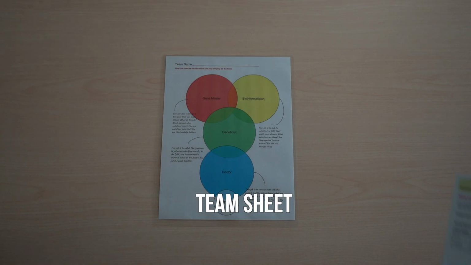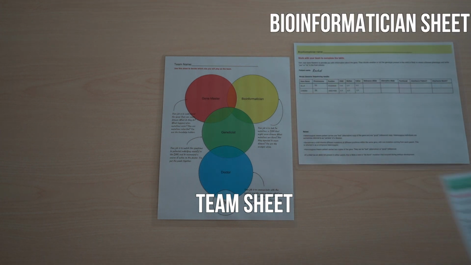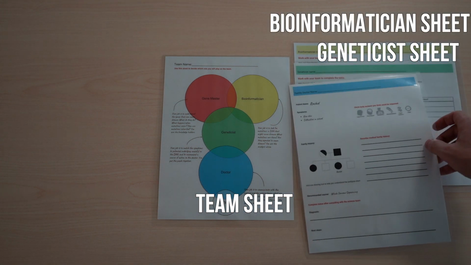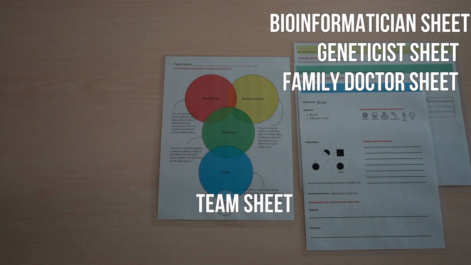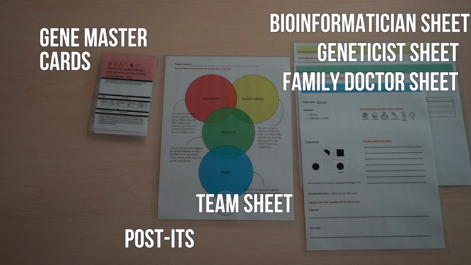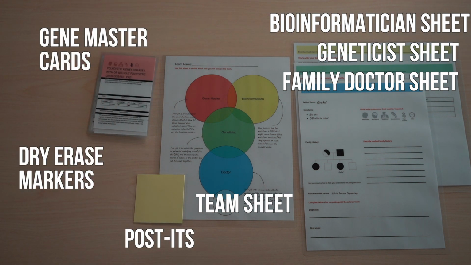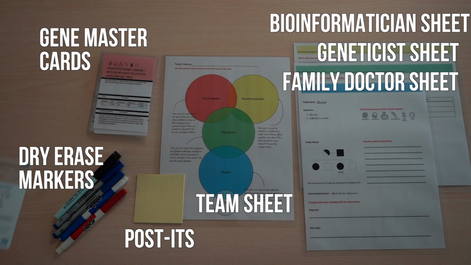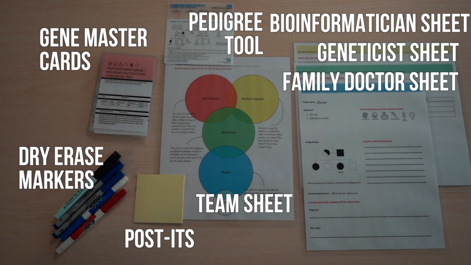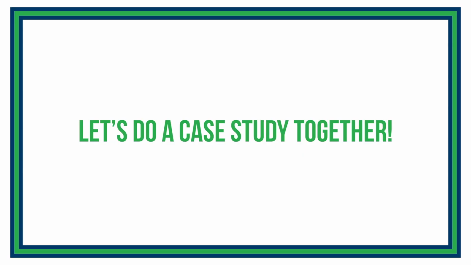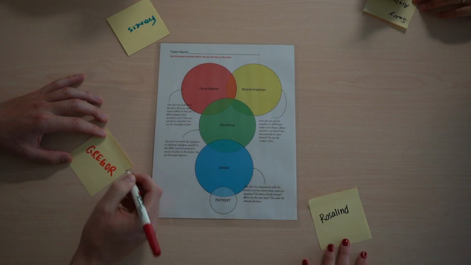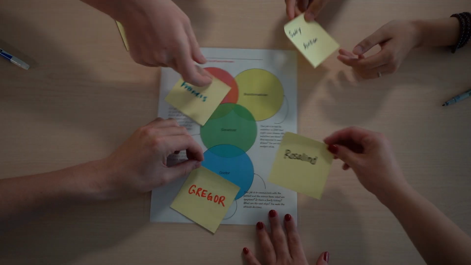These are the materials that you will need to do this activity. You'll need the team sheet, the bioinformatician sheet, the geneticist sheet, the family doctor sheet, and the gene cards, as well as a post-it book, dry erase markers, and a pedigree tool. Let's work on Rachel's case study together. First, we'll assign positions. Write your name on a sticky note and place it on your role.